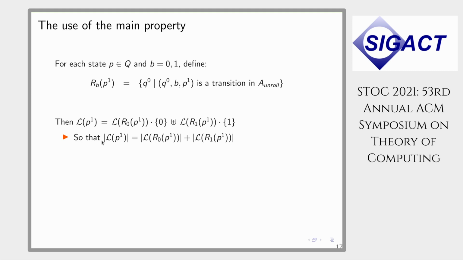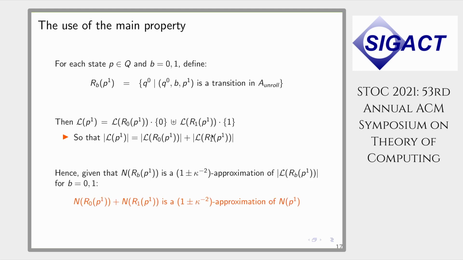So you know that the set L of P1 is going to be the size of L of R sub 0 of P1, plus the size of L of R sub 1 of P1. And now what you know is that this R0 and R1, the sets that you compute here, are at layer 0. And you have an estimation for that because you have an estimation for the elements at layer 0, right?